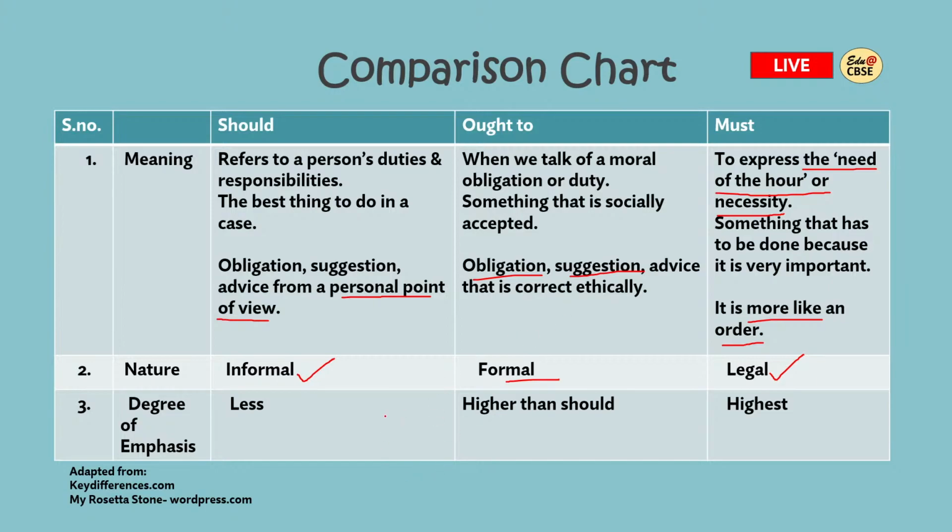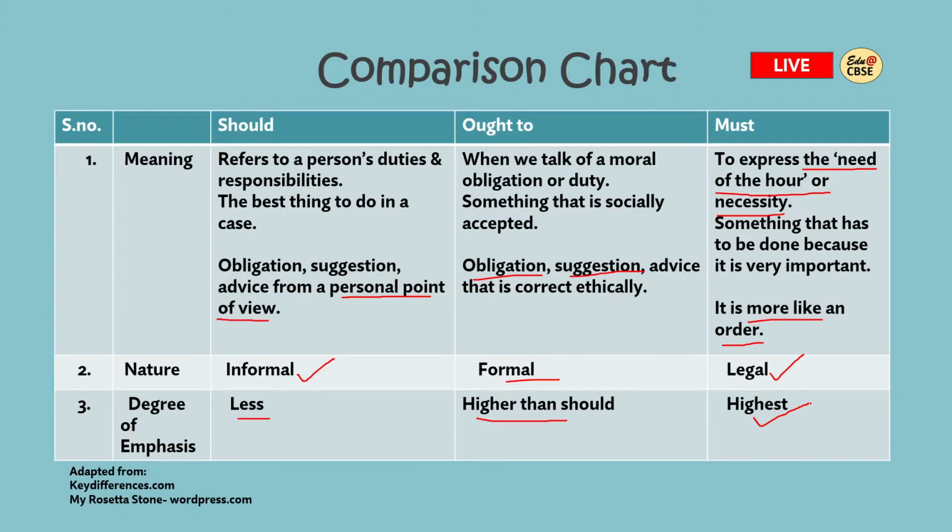Now degree of emphasis. So should क्योंकि informal है, personal point of view है, so in this case the degree of emphasis is less. Ought to, the degree of emphasis is higher than should, or must में it is the highest. So these are the basic differences. Now I'll be taking up examples. With the examples you will understand where to use which.